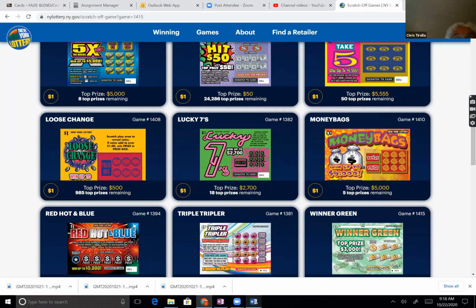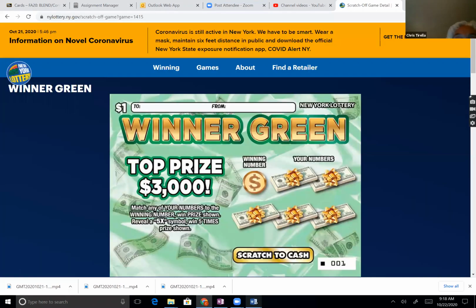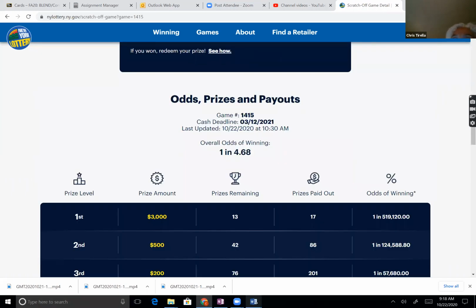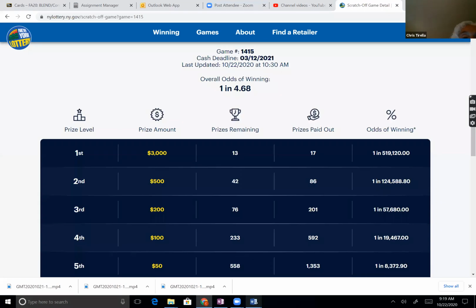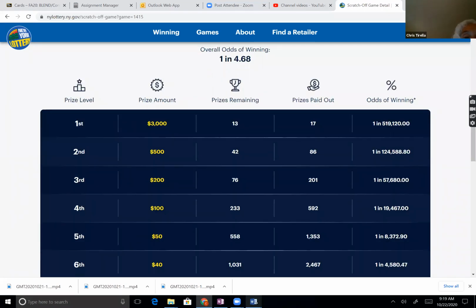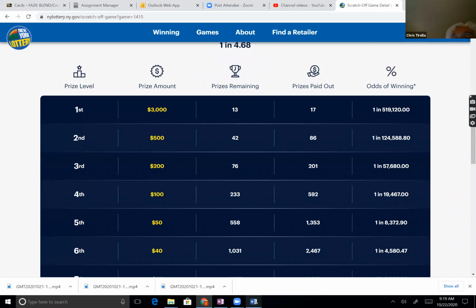you're going to scroll down, and there's a place, odds, prizes, and payouts. What you need from here is to write down the overall odds of winning. We need the prize amount and the odds of winning that prize. So we're focusing on these two columns.